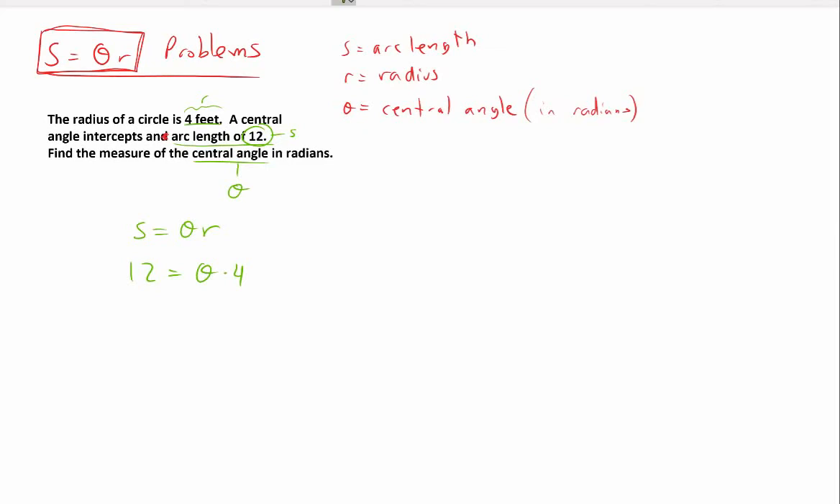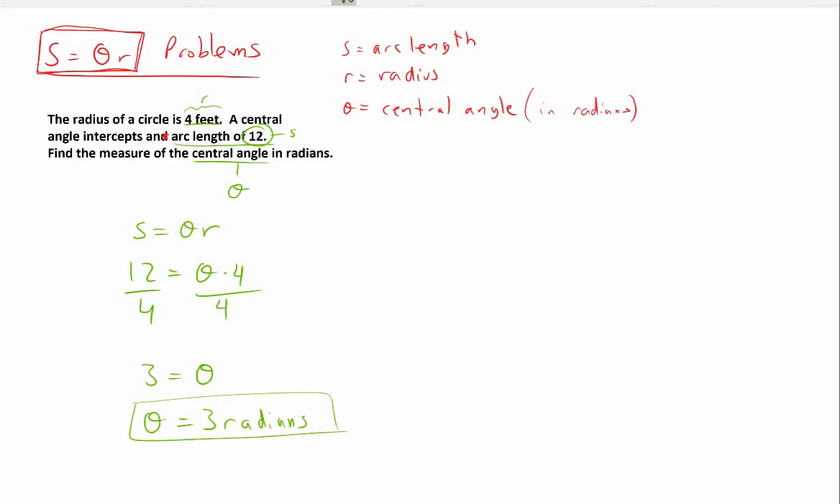Good, so we'll do the inverse of multiplying by 4, which is dividing by 4. 12 over 4 is 3. And that means our angle measure, theta, is 3. The unit is radians, so we could answer theta is 3 radians.